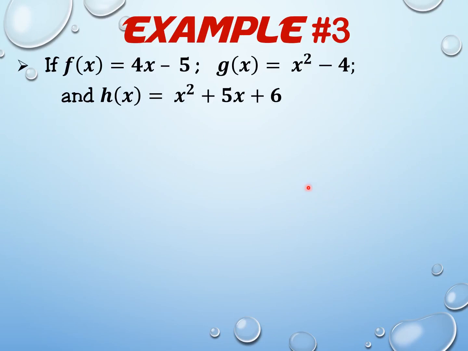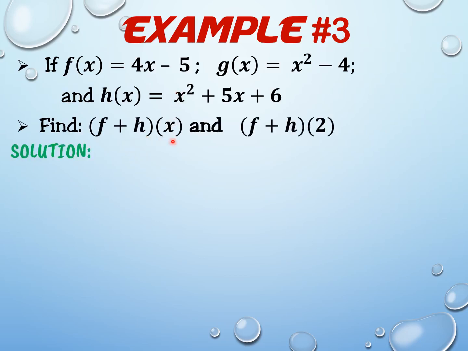Okay, let's have problem number 3. So we still have the same given, but this time you're asked to find f plus h of x and f plus h of 2. So how do these two problems differ from one another? So for the first one, you are asked to find or to add the two functions f and h. Now for the second problem, you are asked to evaluate the added function at 2. So that means you add first the function and whatever is your answer, you have to evaluate it at 2. Okay? So I hope that is clear.